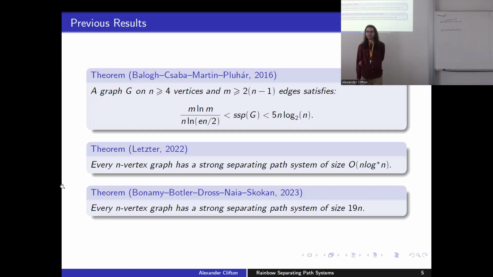This 19, I don't think anyone really believes that this is optimal. This is kind of a relic of the proof. I think the best we can hope for would be 2. I'm not sure exactly how much people are pushing on trying to improve the constant in that problem.